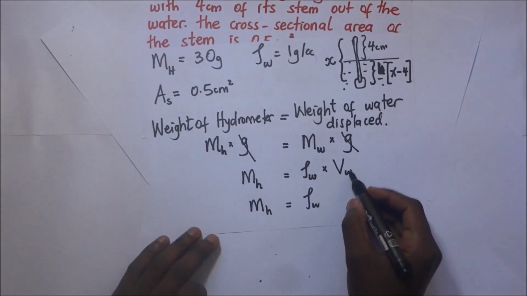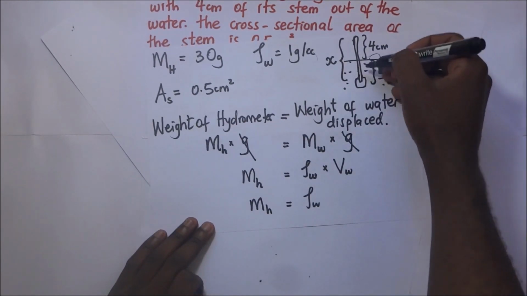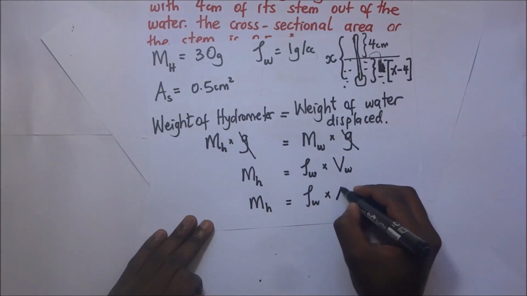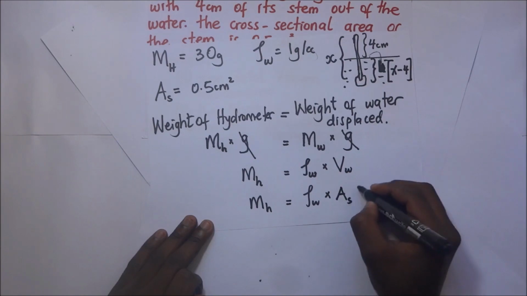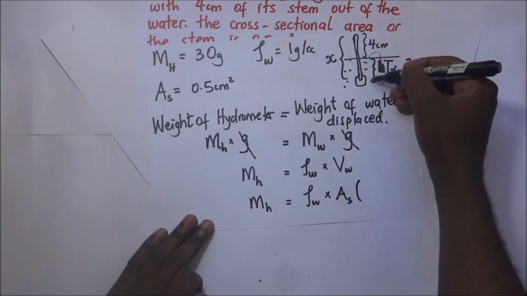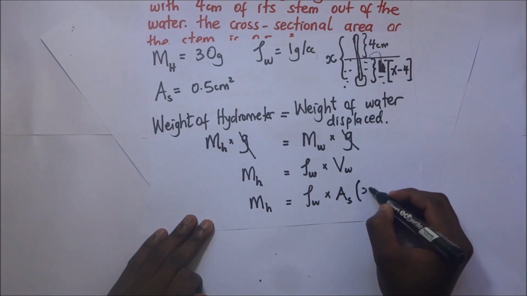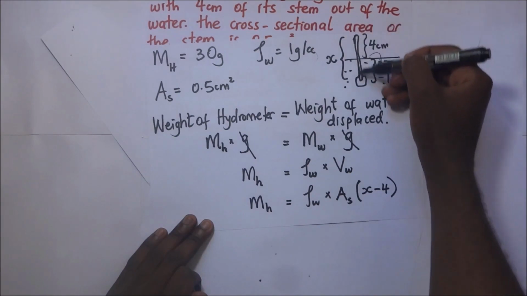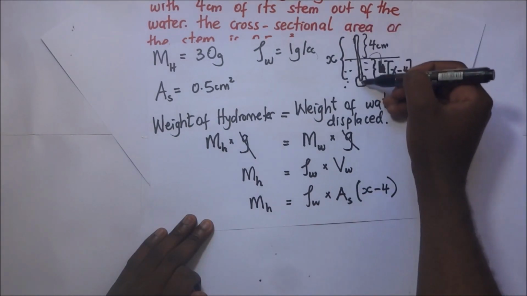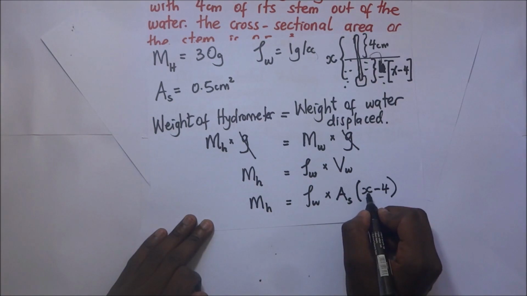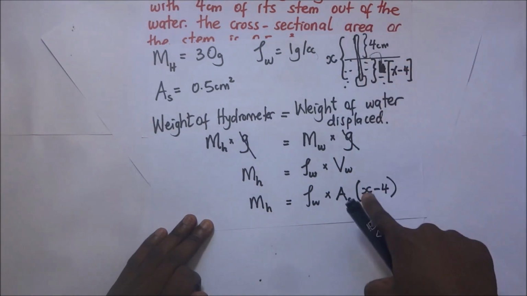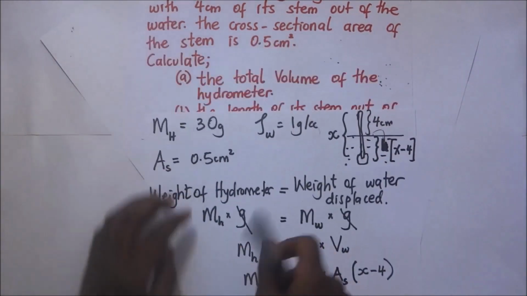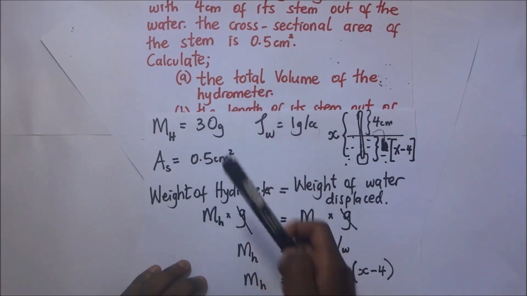So the volume of the water that has been displaced is going to be given by the cross-sectional area of the stem times the height that was submerged, which is x minus 4. And you realize that this x so happens to represent the height of the entire hydrometer. If we're able to get this value of x, then we simply multiply that x by the cross-sectional area, and we will be able to answer the first part of the question, which is asking us to find the total volume of the hydrometer.